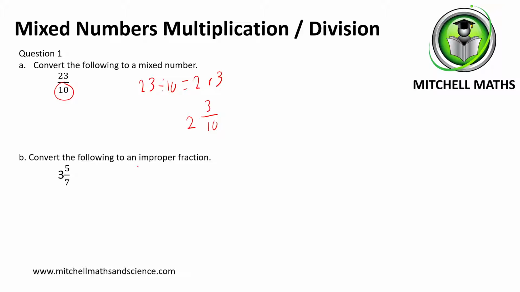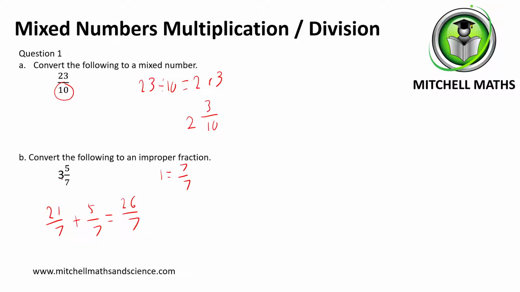Right, we want to convert the following to an improper fraction. Well, we've got 3 and 5/7. We need to convert 3 to a fraction over 7. And if we think about it, for every whole one you've got 7 out of 7. So if we've got 3 of those, in total we'll have 21/7. So we have 21 over 7 plus 5 over 7, which equals 26 over 7 as an improper fraction.